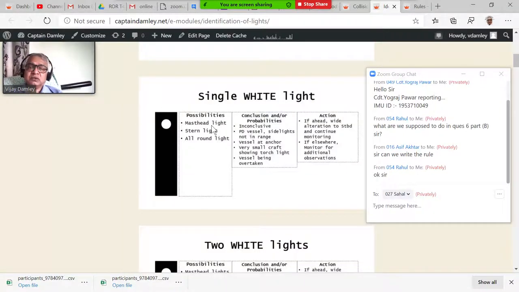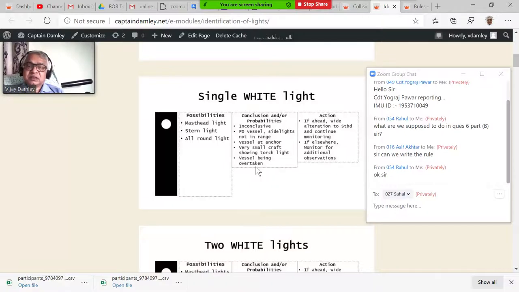Is it conclusive? It is inconclusive. Means by looking at these lights, I cannot be 100% sure what it is. It is inconclusive. I have three options. I have to decide which one. Then another thing can be a very small craft showing a torchlight. Possible. One of the probabilities is it is the stern light. I am looking at it, and if it is in front of me, it means I am overtaking that one. Okay.